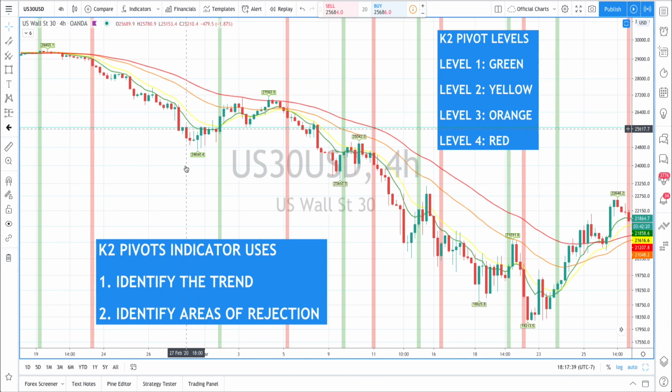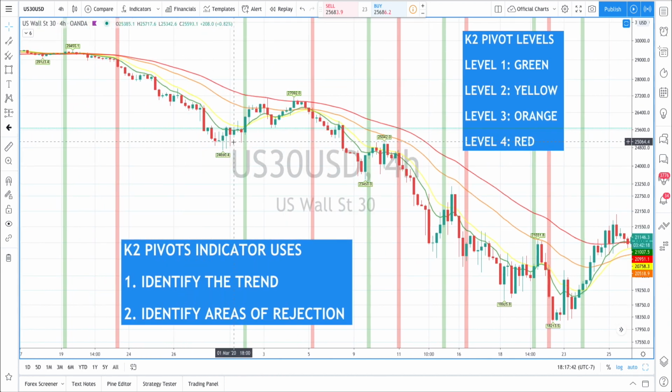So those are the two main ways to use this indicator. In the next videos, I'm going to be showing you guys the different strategies that you can apply using this indicator along with the other K2 indicators.